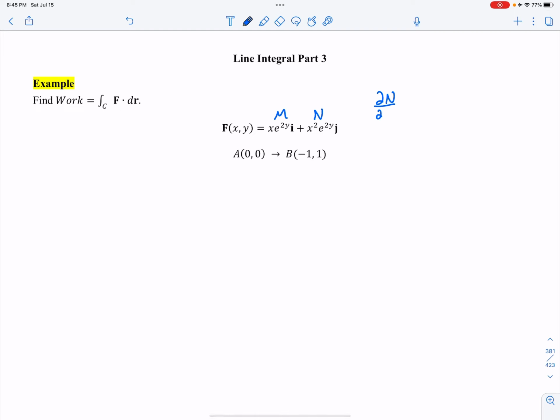The partial of N with respect to x is going to be 2x e to the 2y. M with respect to y is going to be, the 2 comes out of the chain rule, and I got 2x e to the 2y. Okay, they're equal, so F is conservative. All right, so we run through the same method. We'll say then here.